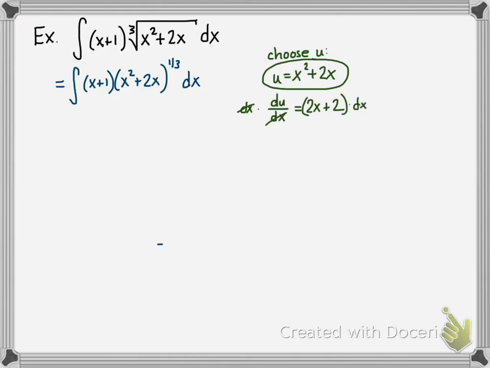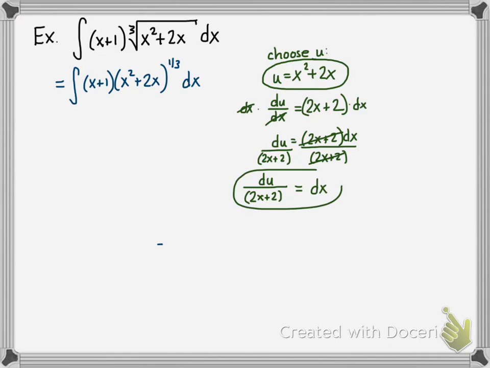And so that leaves me with du on the left side and 2x plus 2 dx on the right side. And then I want to divide by 2x plus 2. The whole goal here is to get dx by itself. So what we now have is, on the right side we have dx, and on the left side we have du over 2x plus 2. And this is an important piece of information, so I'm going to circle it. And now I am ready to go back to my integral.